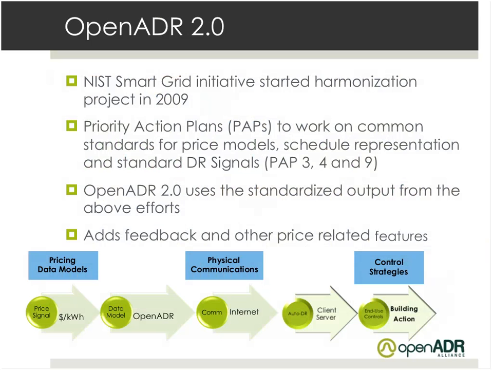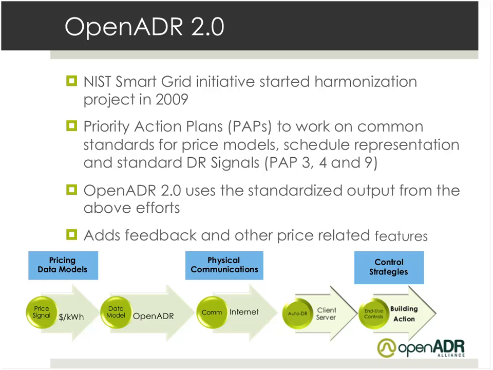Building on the initial OpenADR 1.0 profile specification, NIST, through the SGIP, started a harmonization project back in 2009 through the Priority Action Plan. Actually, there were 3 formed around this particular technology, PAPs 3, 4, and 9. And the idea here was to standardize on the price signals, the way the data is represented, and to come up with a standardized methodology so that we could establish true interoperability between servers and clients and avoid some of the pitfalls with the original 1.0 standard or specification in which the specification was open to interpretation from implementers.